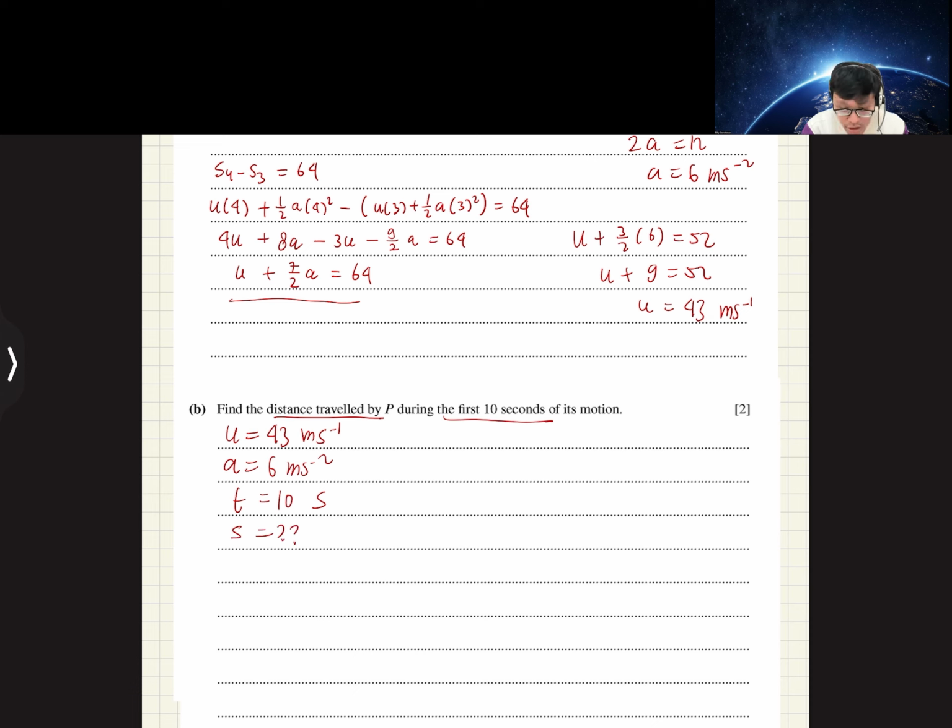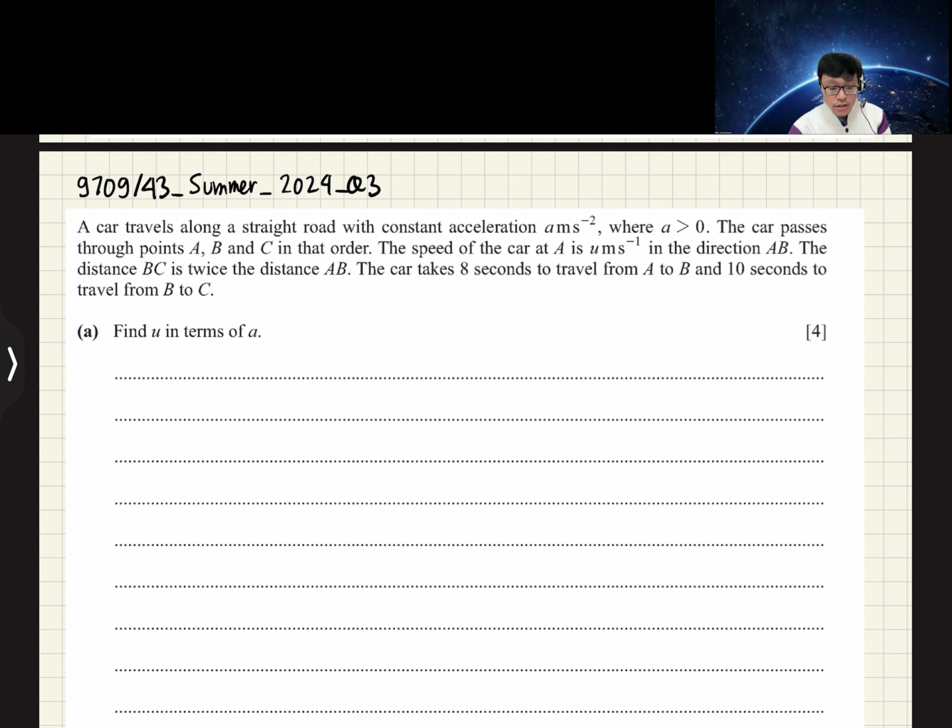Once again, we use the third equation. So we have s equals ut plus half at squared. So u is 43 times 10 plus half times a, which is 6, times t, which is 10, squared. So you calculate, you get 730 meters. So that's how you find the distance. Okay guys, let's move on to the next question.